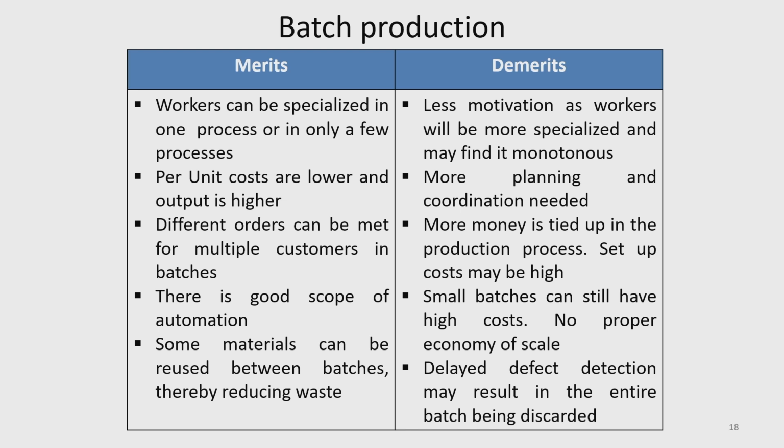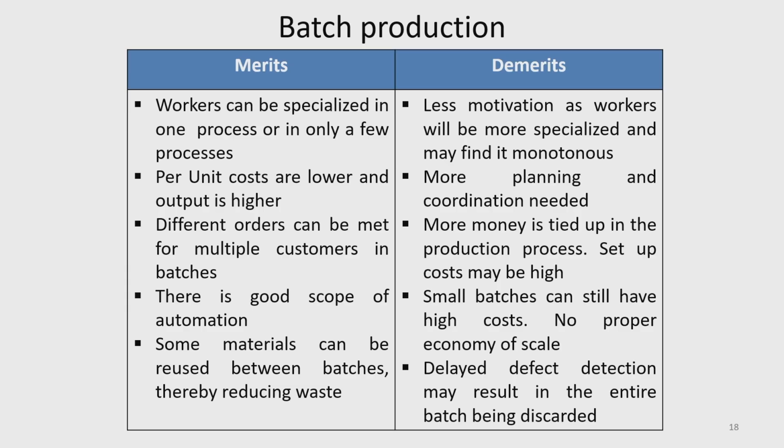Suppose you have made 2 BHK houses, and after that you are going to make 3 BHK houses. 2 BHK 50 houses you have made, now 3 BHK 50 houses you will make. In between, some material might have been saved from the 2 BHK, and that same material like cement can be used in 3 BHK also. So that is the meaning of this thing. Some materials can be reused between batches.